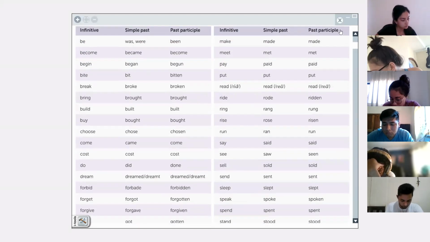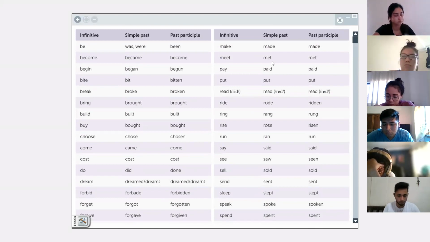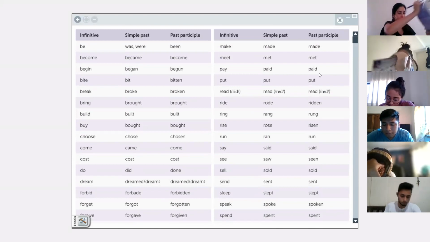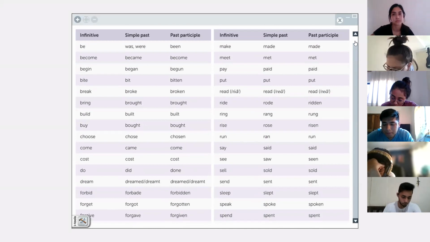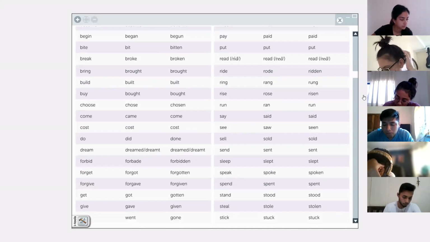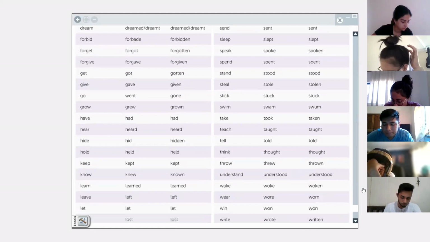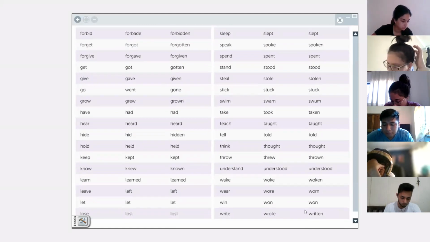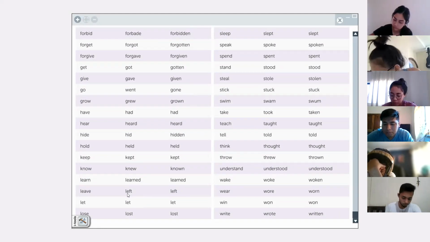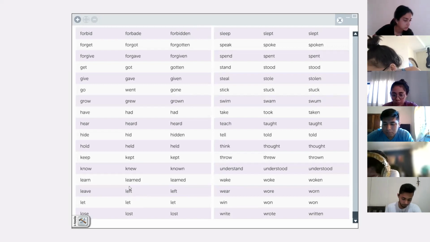Okay, let's check the second column. Okay, la segunda columna. ¿Sí? The difference between live and left. Leave, irse, irse de algún lugar. Left, se fue de algún lugar. Ok, en pasado.